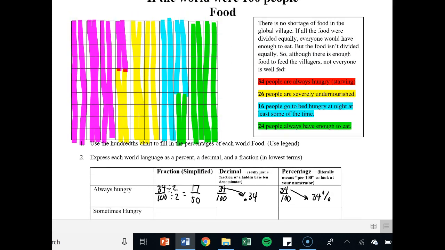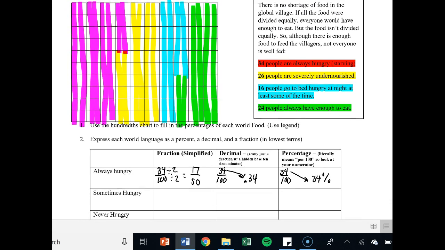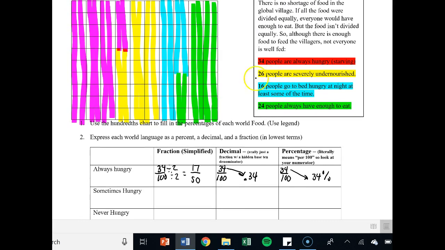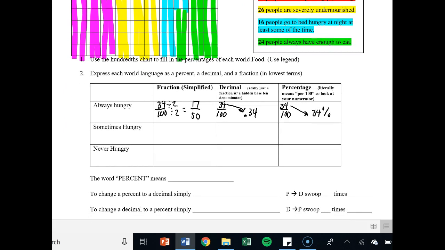For those that were sometimes hungry, that's actually going to combine those that are undernourished as well as those of people that go to bed hungry at night. So if I combine those, that's 42 people out of 100. If I simplify that fraction, that's 21 out of 50. For a decimal, again, a decimal is just a fraction with a hidden base 10 denominator, right? So it's just 0.42. And my percentage is just, again, 42%.